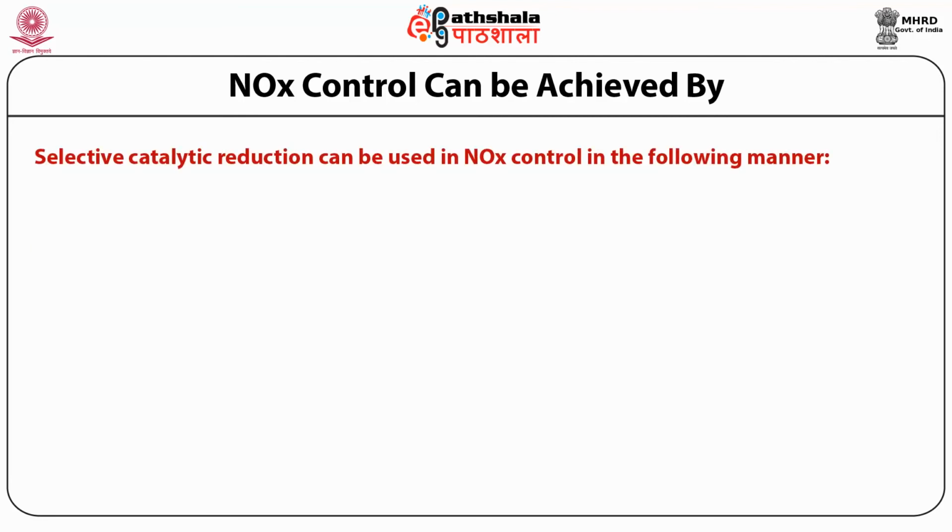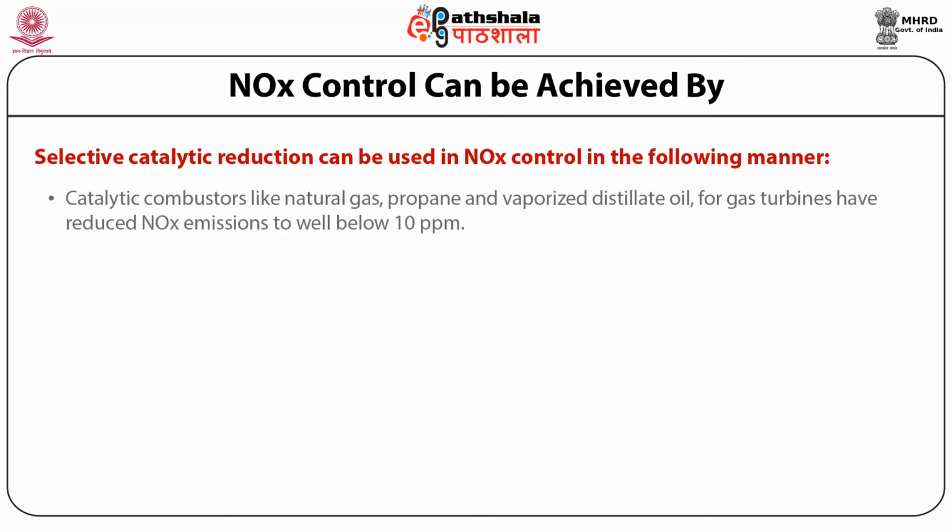Selective catalytic reduction can be used in NOx control in the following manner. Another method of reducing pollutant emission is to use a catalyst to achieve oxidation of fuel rather than high temperature. The catalytic combustors for natural gas, propane, and vaporized distillate oil for gas turbines have reduced NOx emission to well below 10 ppm.